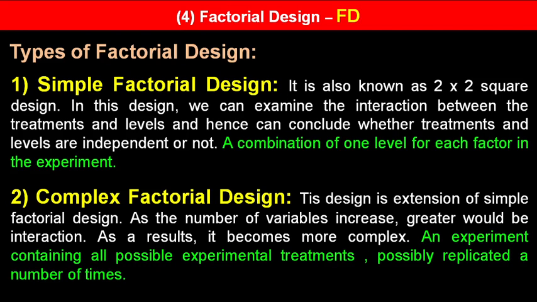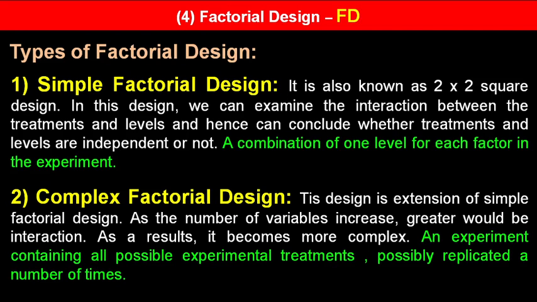The types of factorial design. Factorial design is of two types: simple factorial design and complex factorial design. Simple factorial design is also known as 2 by 2 square design. In this design, we can examine the interaction between the treatments and levels and hence conclude whether the treatments and levels are independent or not. It is a combination of one level for each factor in the experiment.